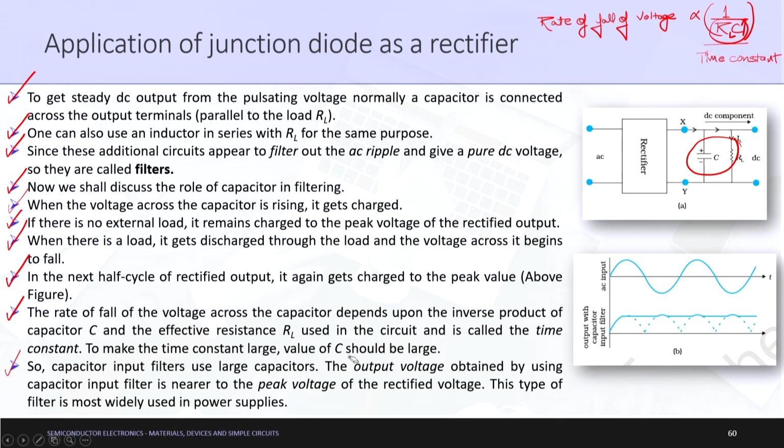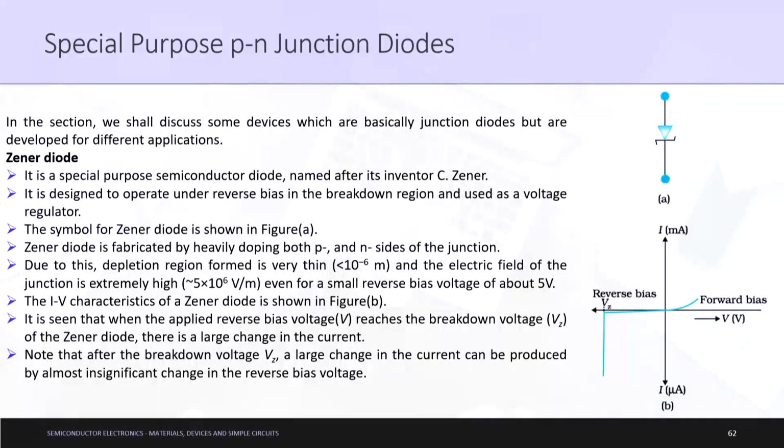Several different ways are there in which we use PN junction diodes, such as light emitting diodes, Zener diodes, etc. All these things will be explained briefly. So, let us start with the new subtopic, that is special purpose PN junction diodes.